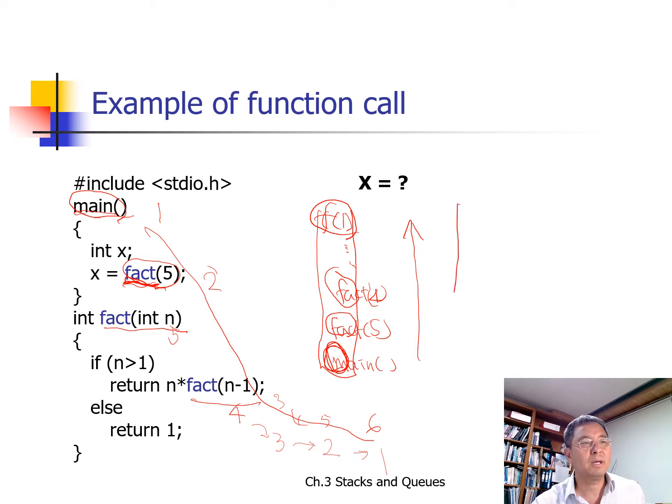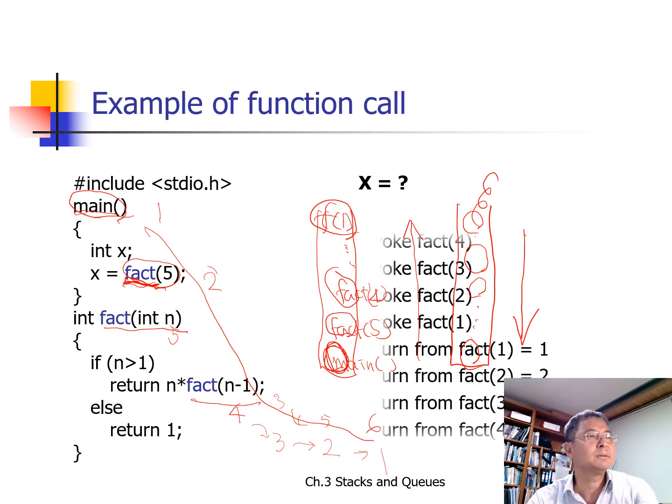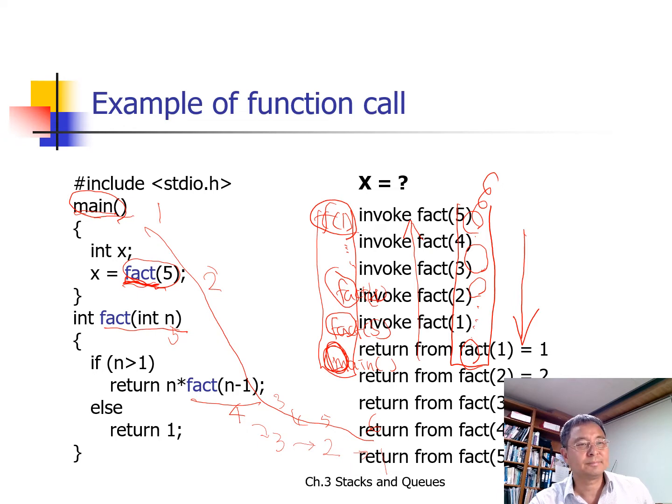Return will be shrinking of this stack. So f1 will be returned. That means that it will be deleted from this stack, and f2 will be deleted after that. In this way, it will go up or go down. So this is a shrinking to the bottom. So that is function call. Example. Okay, this one.